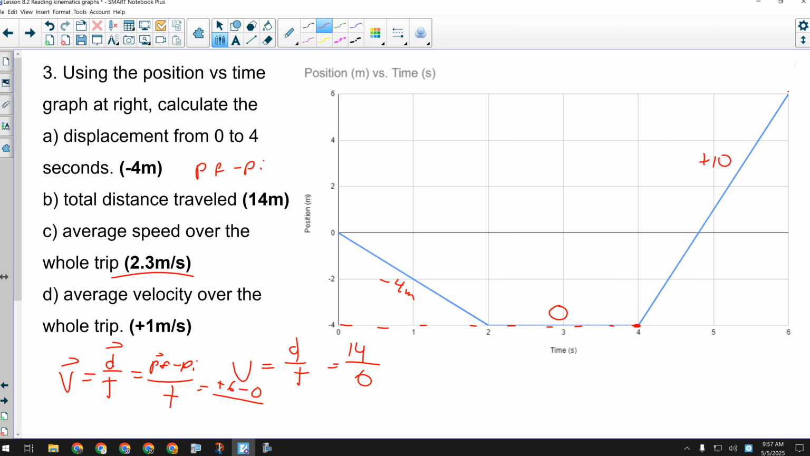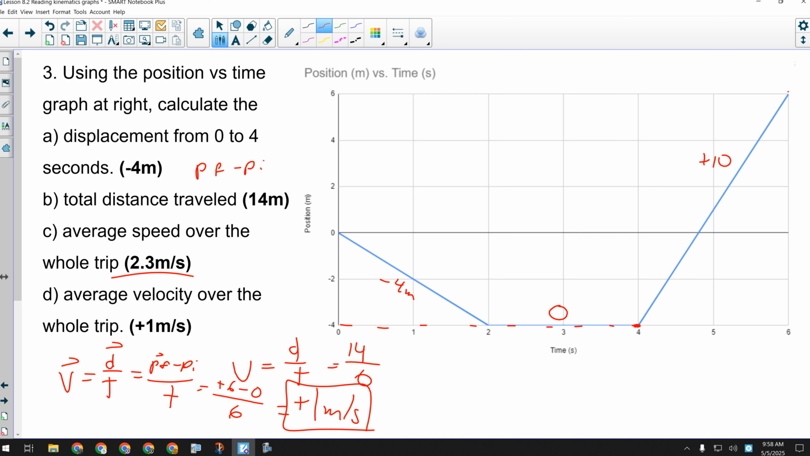Positive 6 minus 0, and we're dividing that by, obviously, 6 seconds. 6 divided by 6 is positive 1 meter per second. Now, if I gave you that one on a quiz, you'd be surprised how many people forget to put the positive on D and the negative on A. It's vectors that get people all the time on this. When you're solving for a vector quantity, you have to put the appropriate sign on your final answer.